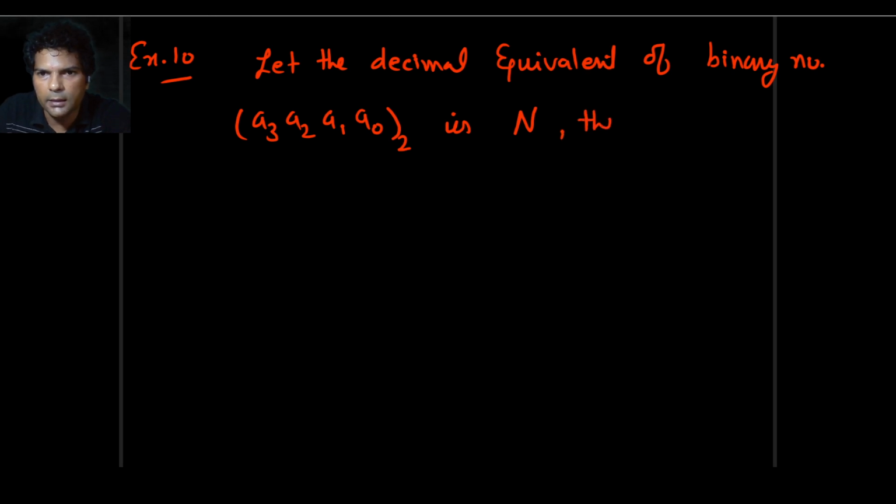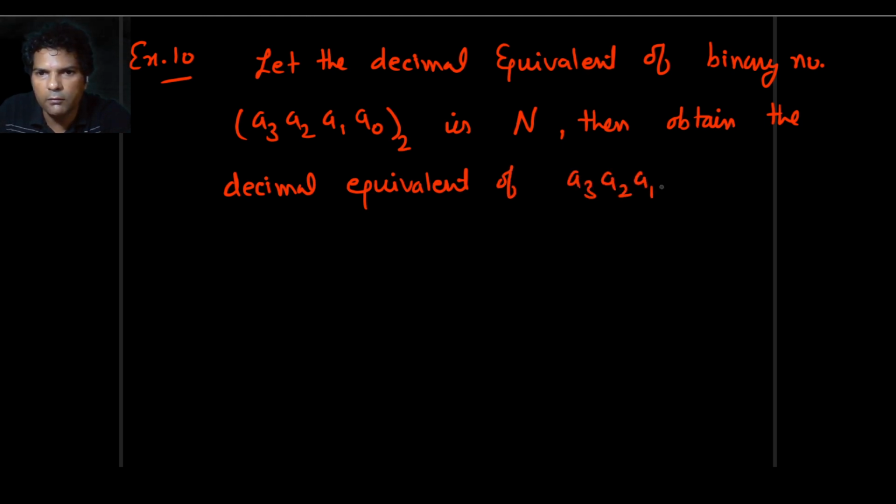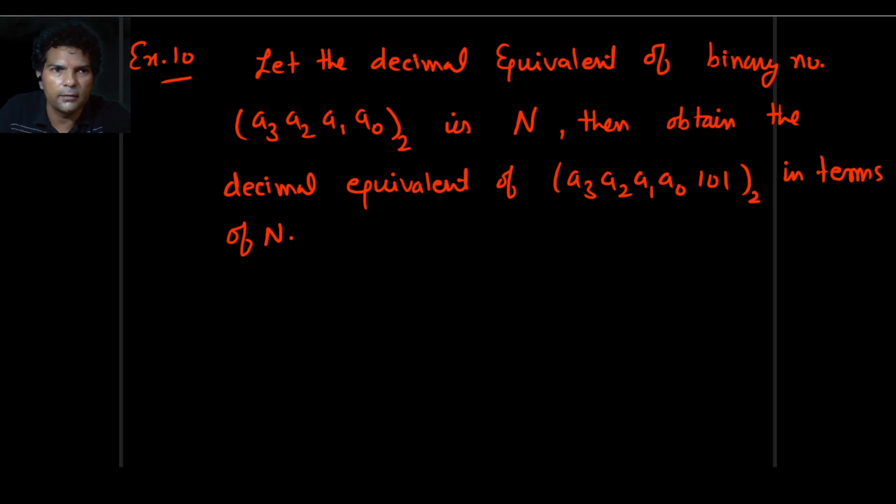Okay, then obtain the decimal equivalent of A3, A2, A1, A0, 101 base 2 in terms of N. Okay. Now see the solution.